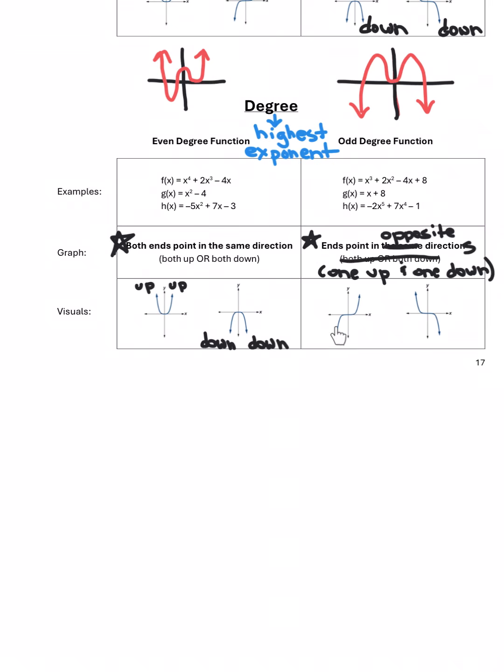See how the left side points down and the right side points up? Okay, so we have down, up. They're pointing in opposite directions. Same thing here, except the left side's pointing up and the right side's pointing down. But either way, they're pointing in opposite directions. So if they're pointing in opposite directions, the degree of your function is going to be an odd number.